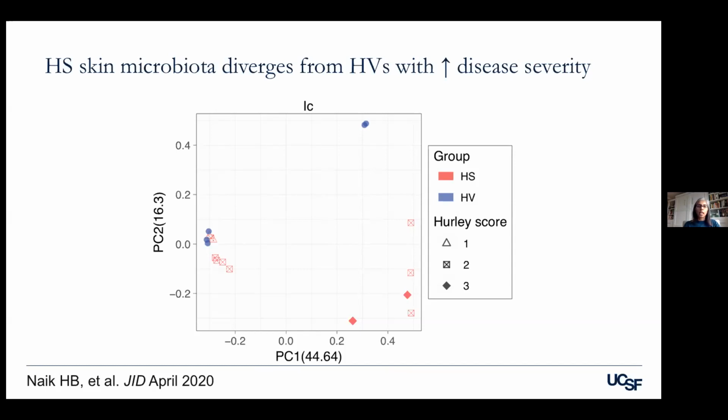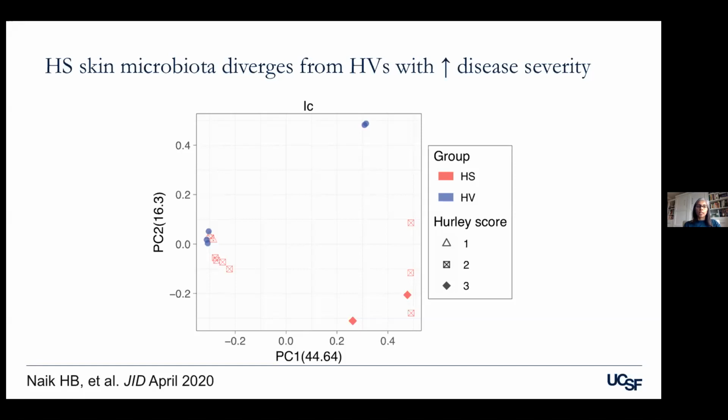So this is a principal coordinates plot, which very broadly shows how alike or how different skin microbiota of each specimen is. So each symbol on this plot corresponds with one inguinal crease specimen. The symbols that are red correspond with HS patients. Those that are blue correspond with healthy volunteers. And depending on what shape the symbol is, that really designates the Hurley score for those patients.